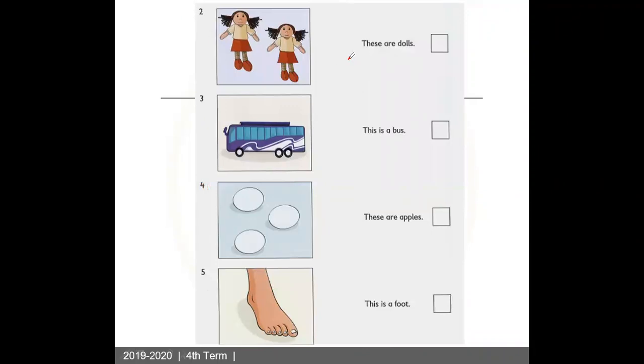Let's read. These are dolls. Are these dolls? Yes, they are. So all you need to do is to put a tick mark. What about the next one? It says, this is a bus. Is this a bus? Yes, it is. So all you need to do is to put a tick mark again. It means yes.